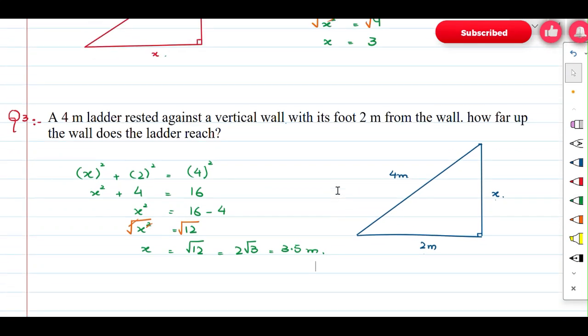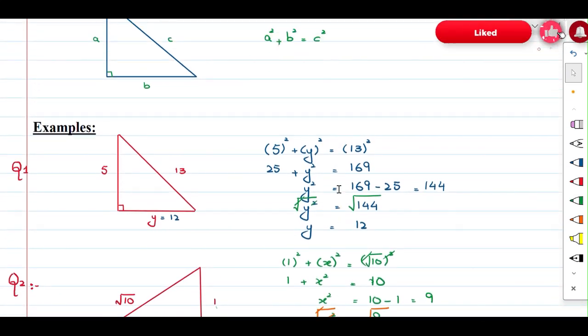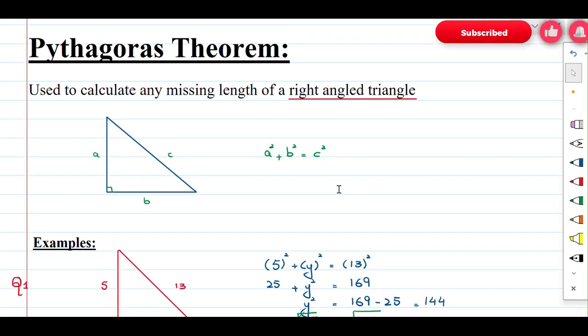Okay, so I hope you understand the topic of Pythagoras theorem and when we apply Pythagoras theorem and what Pythagoras theorem does on the right angle triangle. So keep that in mind again, that Pythagoras theorem is only valid for the right angle triangle, not for any other triangle, right? If you have any other triangle, the theorem is not valid. So it is only valid for the right angle triangle and it is only used to find any missing length of that right angle triangle, not the angles, because it is not dealing with any angles.